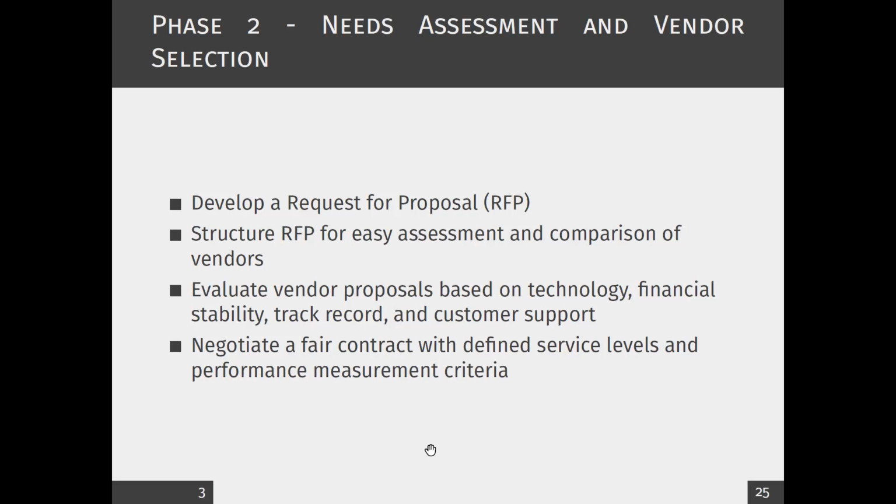Right. Now, normally what you do is you give a request for proposal, and then vendors send their answers. And once we get the answers, we will check.